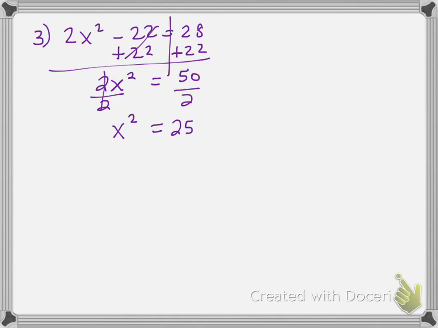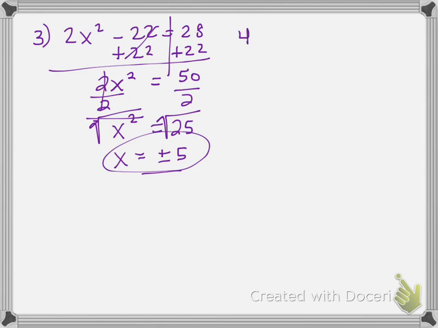I'm going to notice that the square root of 25 is one of my perfect squares on my list from Monday. So I get x equals plus or minus 5. Okay, they're not always going to work out perfect. We're going to get to one here in a minute that does not work out so perfectly. All right, let's do another example on this page.